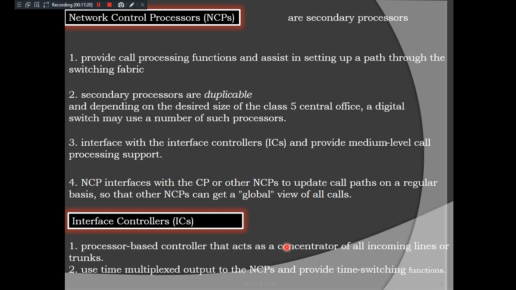You can see, the concentrator will direct, or you can say route, the heavy traffic during peak hours towards the incoming lines, or towards the trunks which are free. That is actually instructed or directed by the ICs, interface controllers, and the ICs are instructed by the NCPs. Like that, a hierarchy will be there. It uses the time multiplexed output to the NCPs and provides time switching functions. Means their operation is based on time here.